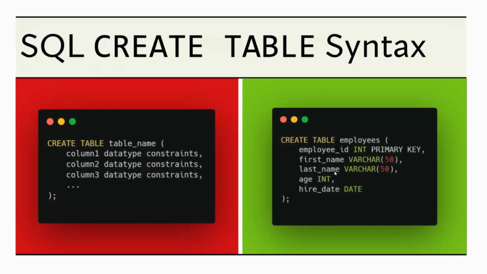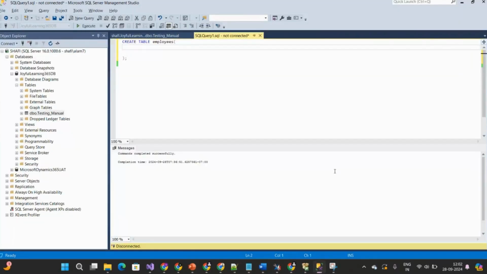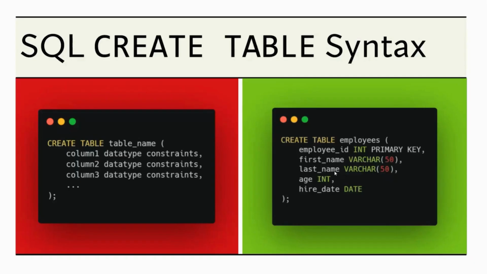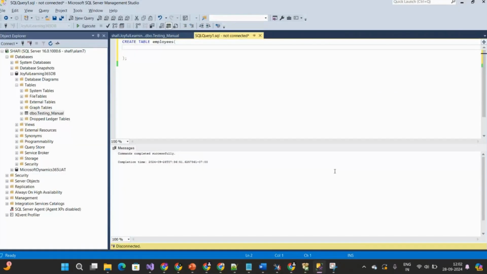Okay, in this scenario, see, three things we need to pass: column name, data type, and constraint. So here for example, we can create employee underscore id, because in an employee table this field is very mandatory, right?